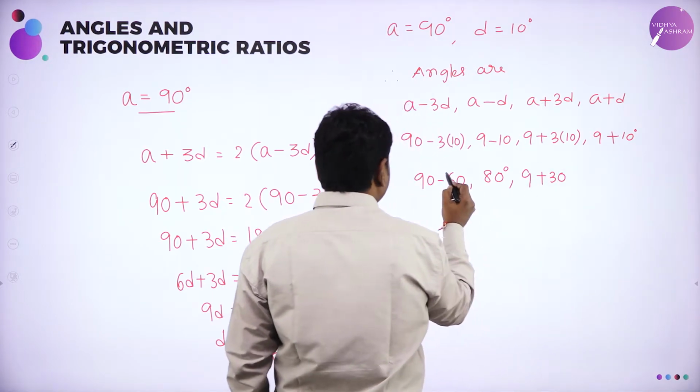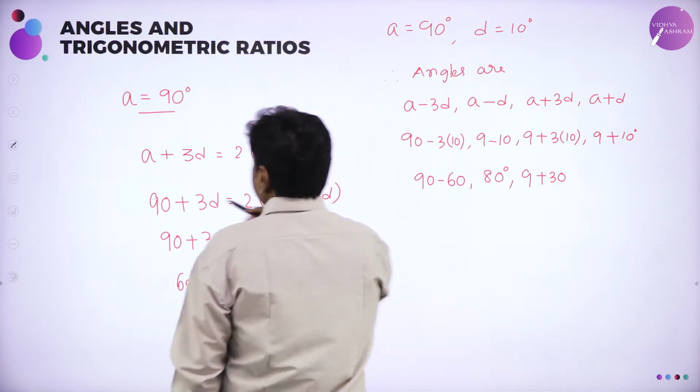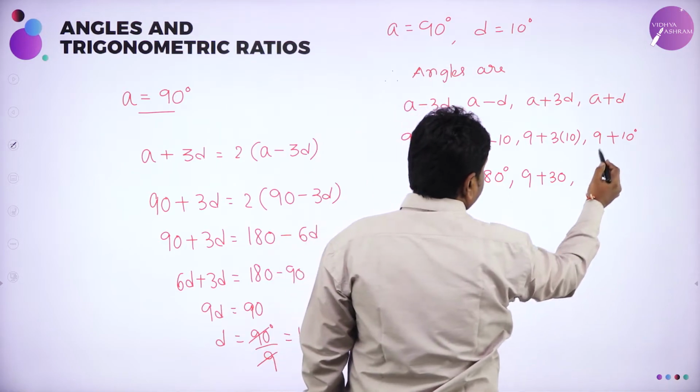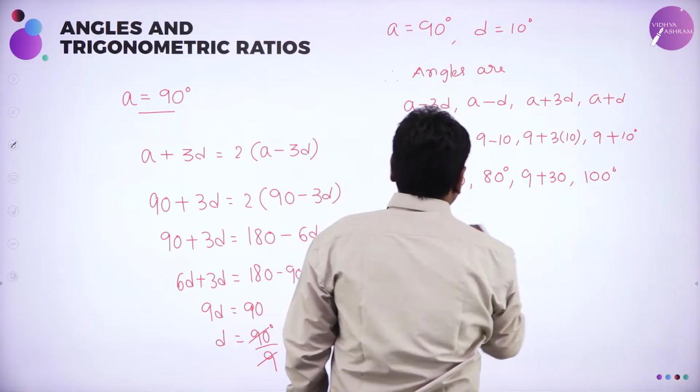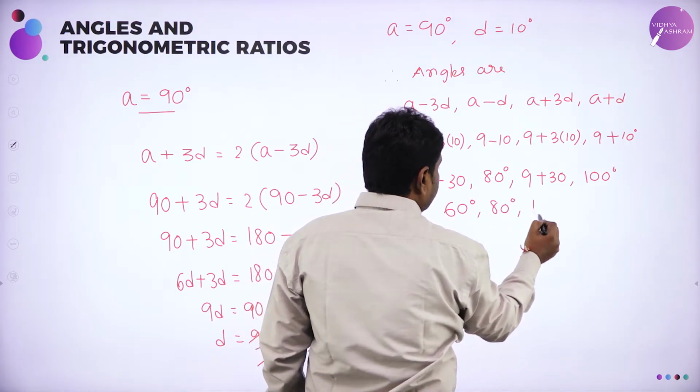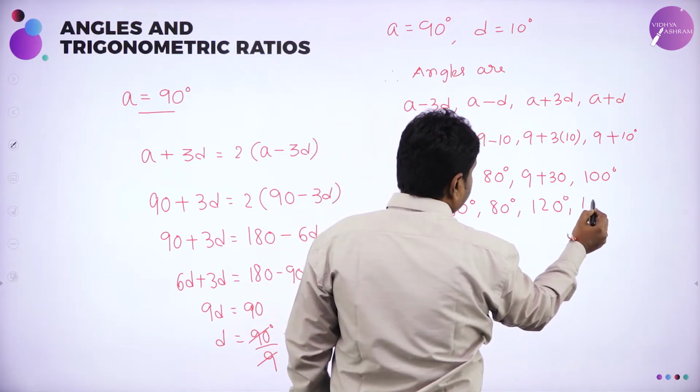Sorry, 90 minus 3 times 10 is 30. 90 minus 30 is 60, 90 minus 10 is 80, 90 plus 10 is 100, and 90 plus 30 is 120. So the angles are 60 degrees, 80 degrees, 120 degrees and 100 degrees.